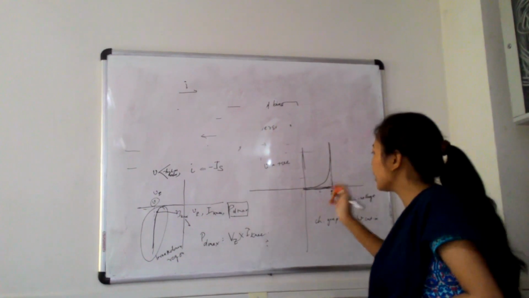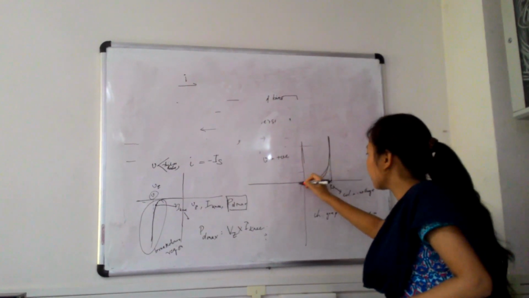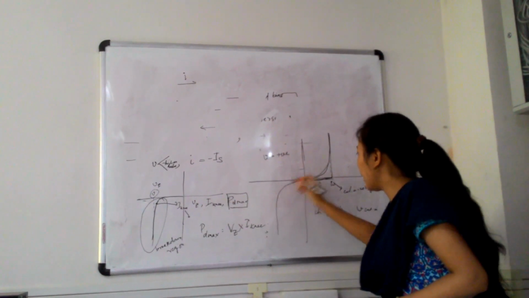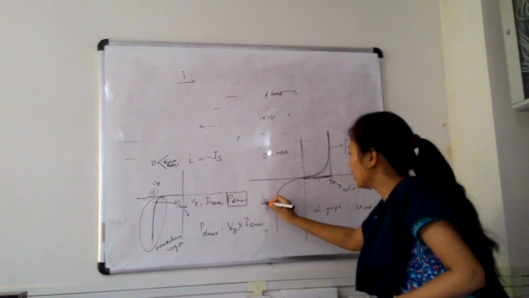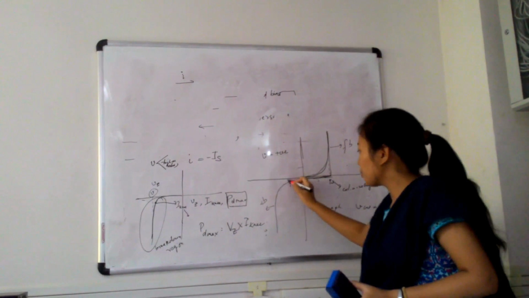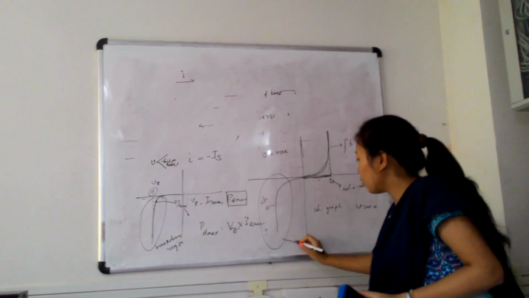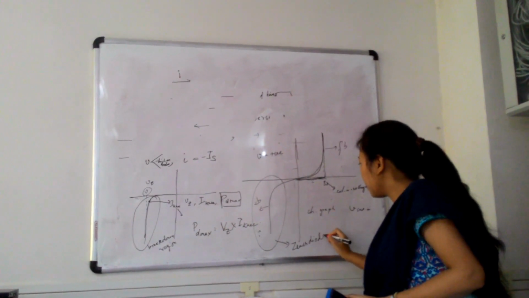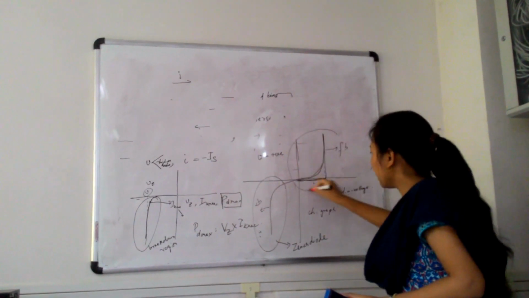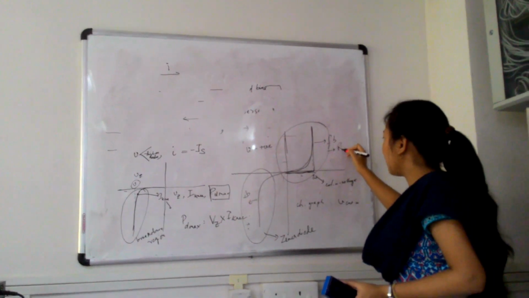So overall we can see that in case of semiconductor diode, we have this as forward bias and this as reverse bias. So the diode which is working in this region, we call it to be Zener diode, and the diode which is working in this region, we call it to be rectifier diode.